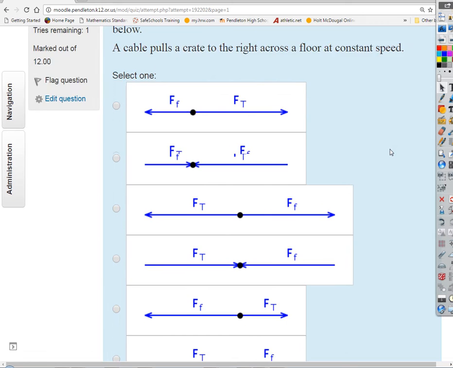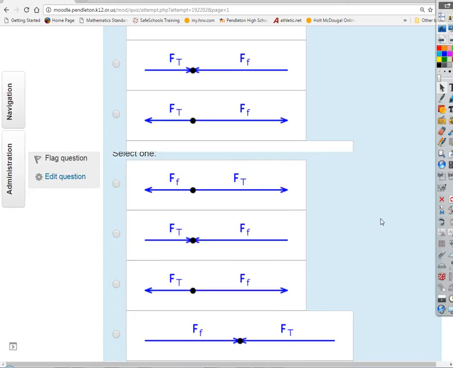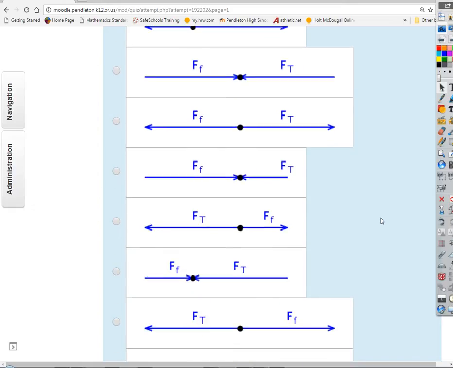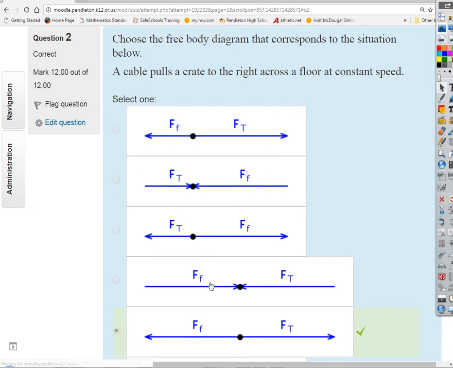So, okay, now we got to get this right though. If the crate is pulling to the right, which vector should be going to the right? Tension. Good. Tension to the right, friction to the left. So that looks like a winner right there, doesn't it? Okay, good.